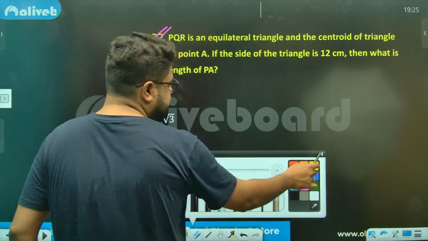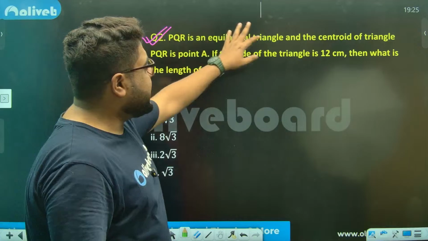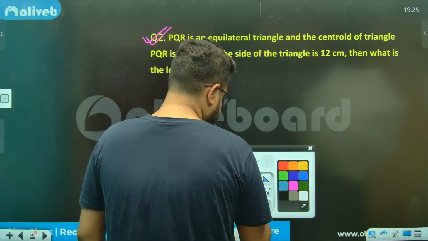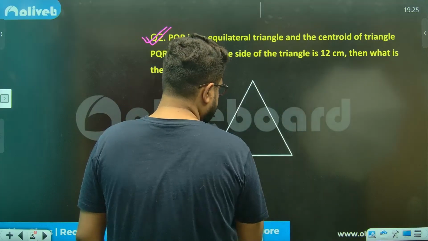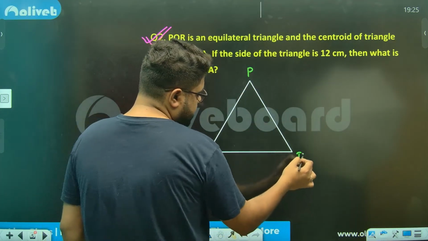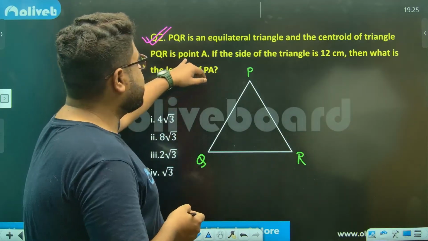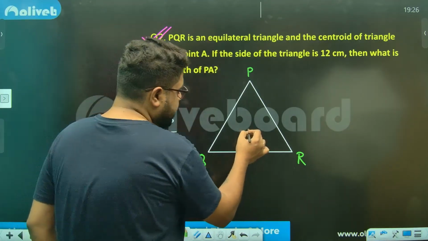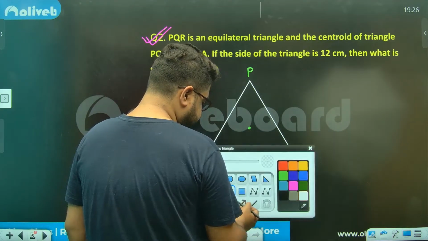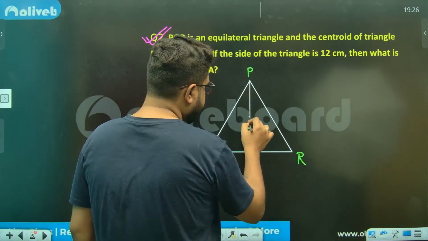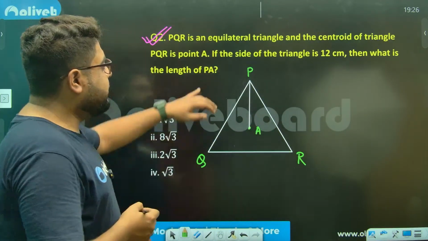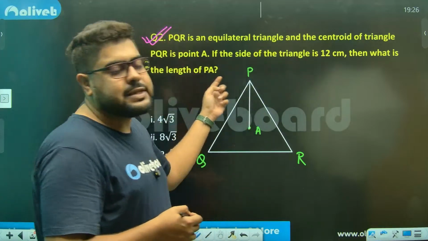You see, what's the approach? Sir, in triangle PQR, the centroid is given as A. Centroid means somewhere over here. That is given as A. This is your point A. If the side is 12, then what is the length of PA?